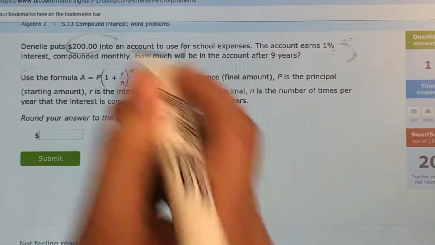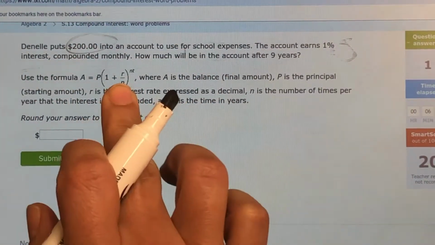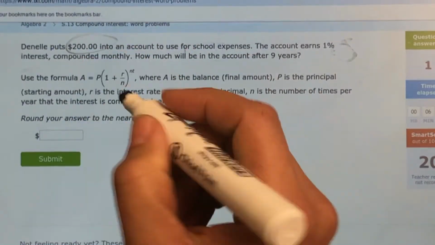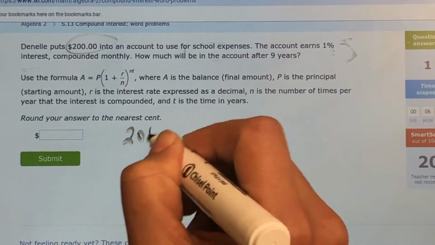So this is her principal. First thing is write the formula down, which they've written down for you. Then plug in the numbers. So 200 is the P. I'm just going to plug it in as I go.